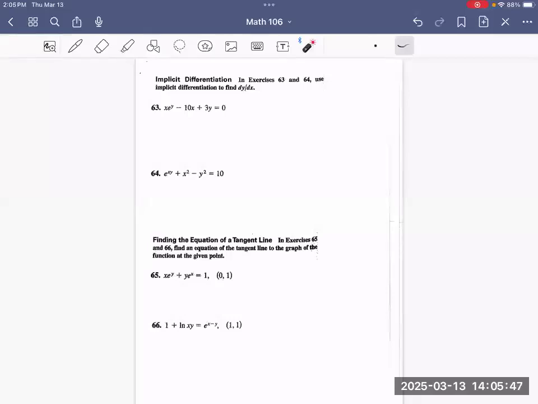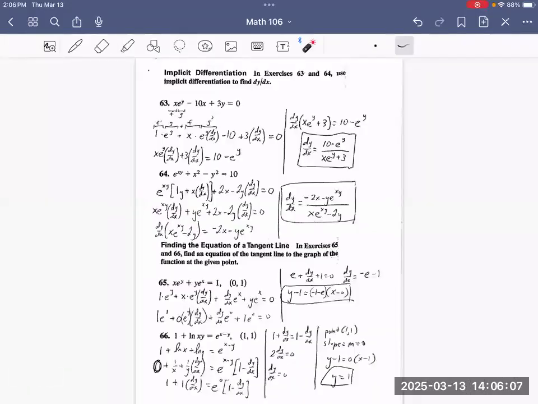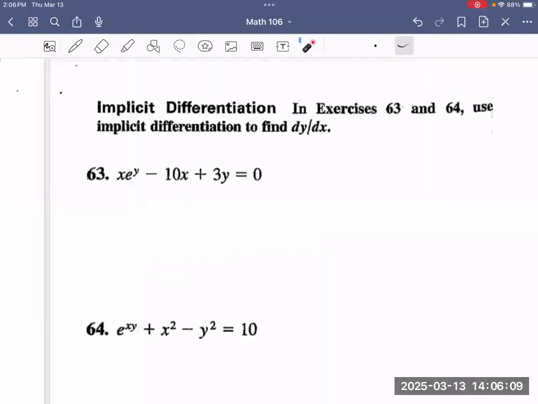Today we're going to be working on implicit differentiation using what we know about the derivative of exponential functions and logarithmic functions. So see if you can pause the video and come up with your own ideas to start. I'm going to show you the answer keys so you can see where you went wrong or right. All right, so let's get started.